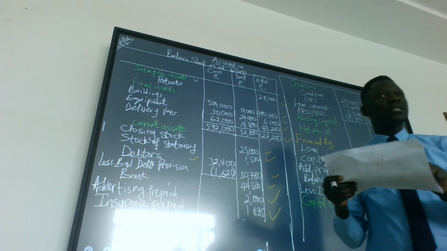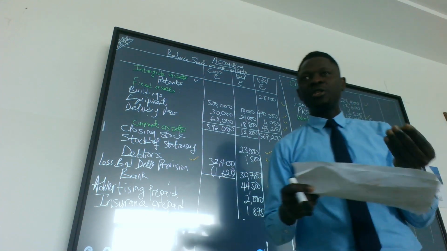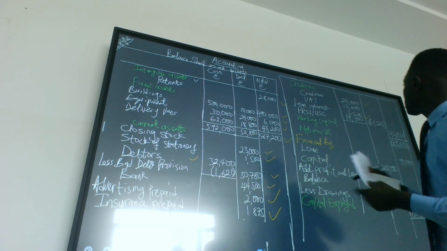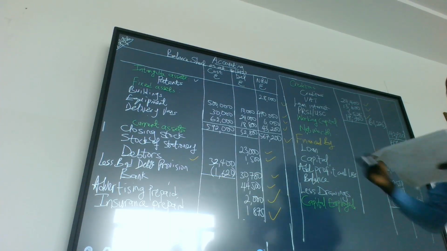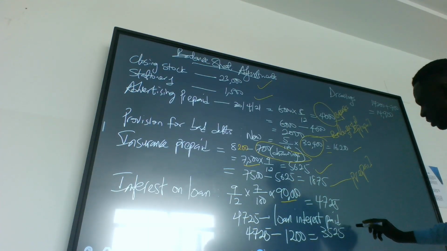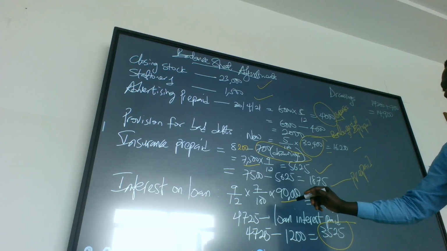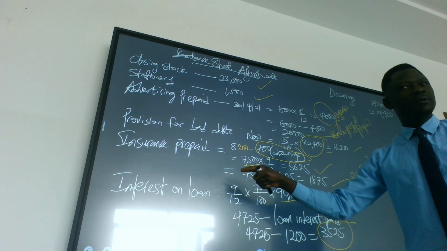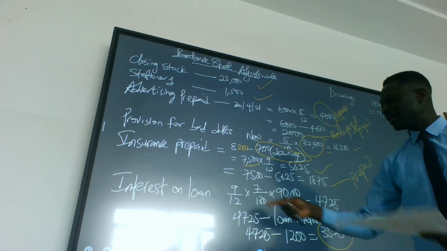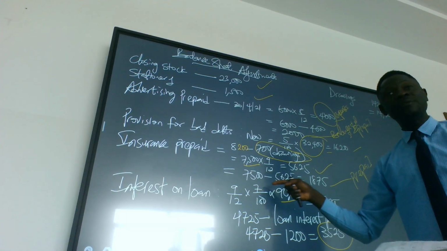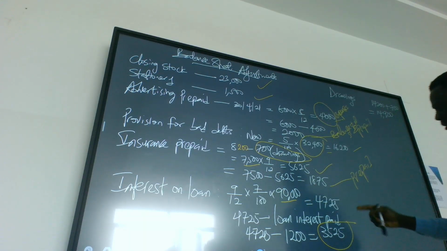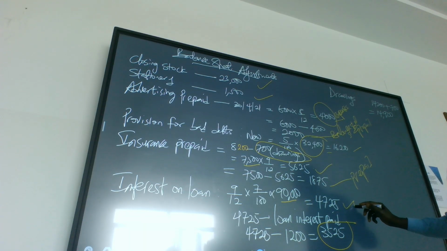VAT, value added tax. These are taxes on consumption. VAT is there. We have it as 13,600. Loan interest, we did it already. Interest on loan, 3,525. How did we get this? The interest is on the term loan from April to December, it's 9 months over 12 times 7 over 100, which is 7% of the loan, 90,000. It gives us this. This is what we posted in our profit and loss account.